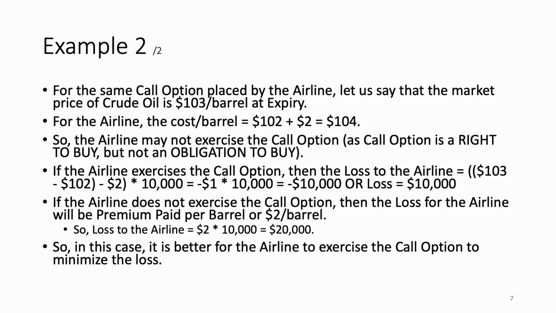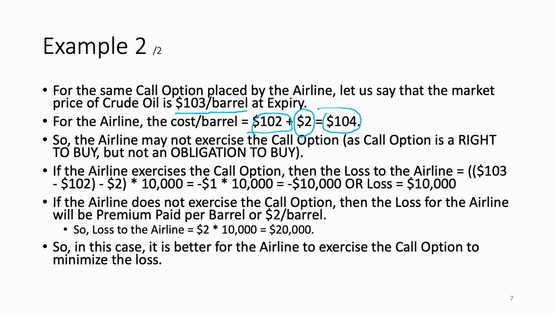Carrying on with the same example, let us consider that everything doesn't go according to the way the airlines thinks. Let's say that the market price of the crude oil rises only to $103 per barrel at the expiry date. Now the airlines has a choice whether to exercise the call option or not. The airlines has stated a strike price of $102 and has agreed to a premium of $2. So the total cost per barrel would be $104 for the airline.